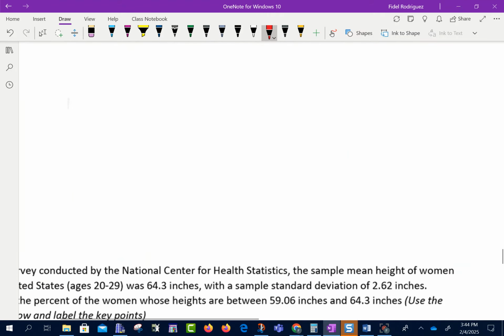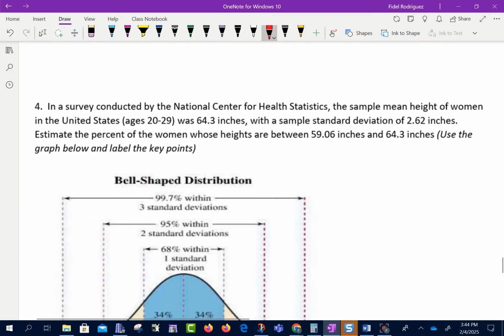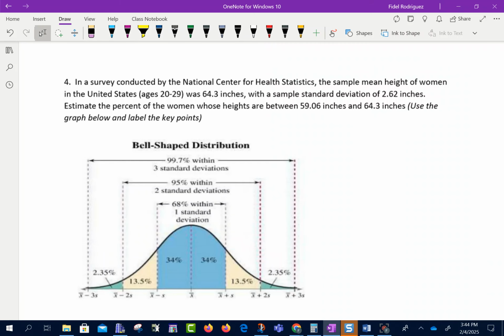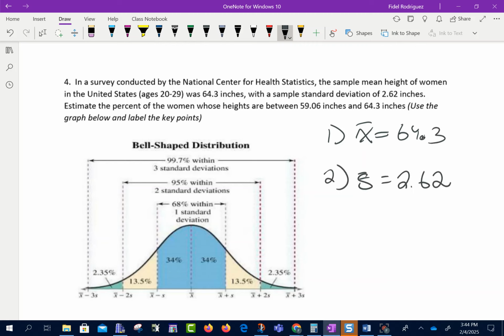Okay. Let me scroll down a little bit further. Okay, let's take a look at what we got here. And it says, in a survey conducted by the National Center for Health Statistics, the sample mean height of women was 64.3. Okay, so look, y'all, step number one, my X bar, 64.3, with a standard deviation S of 2.62.